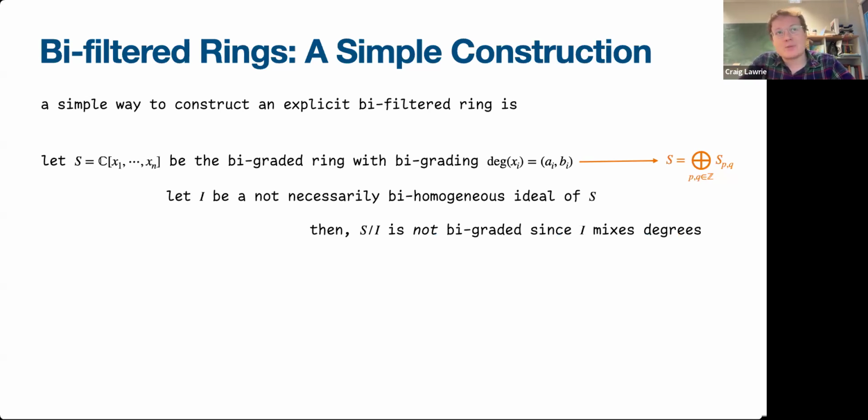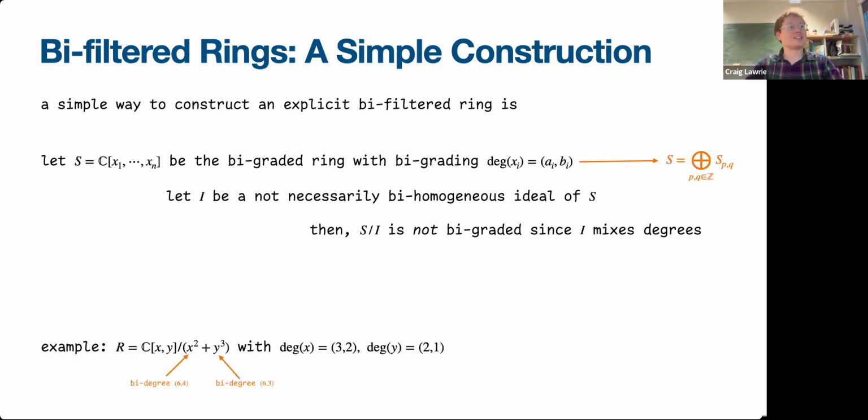Then the quotient ring S mod I is not bigraded. It's obvious why this is true, because if the ideal is not homogeneous, then the relation connects terms of different degrees, and therefore it doesn't make sense that the quotient is homogeneous. So let's jump to another example.